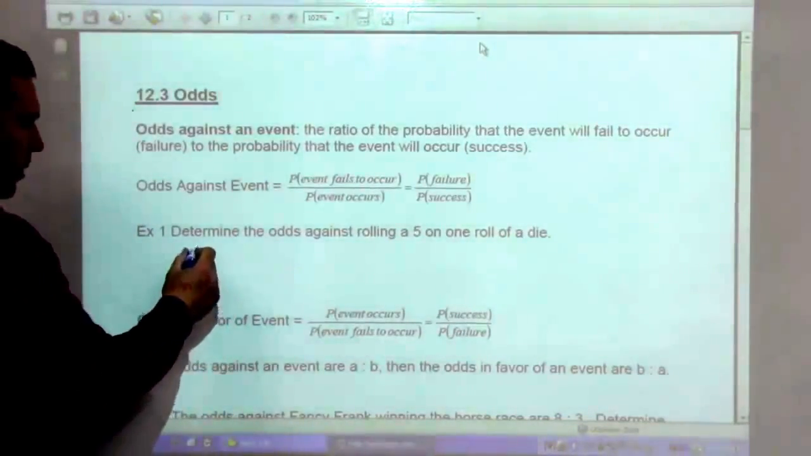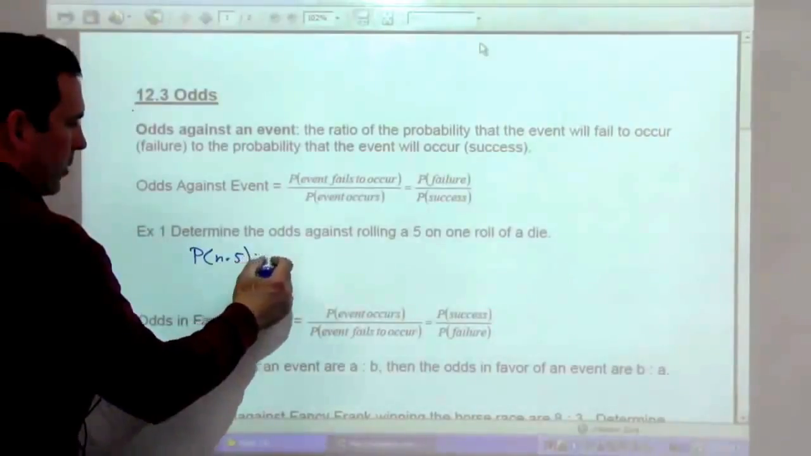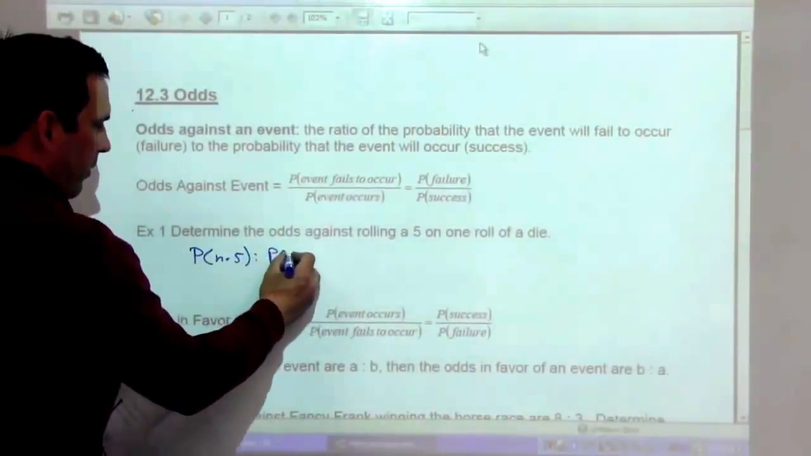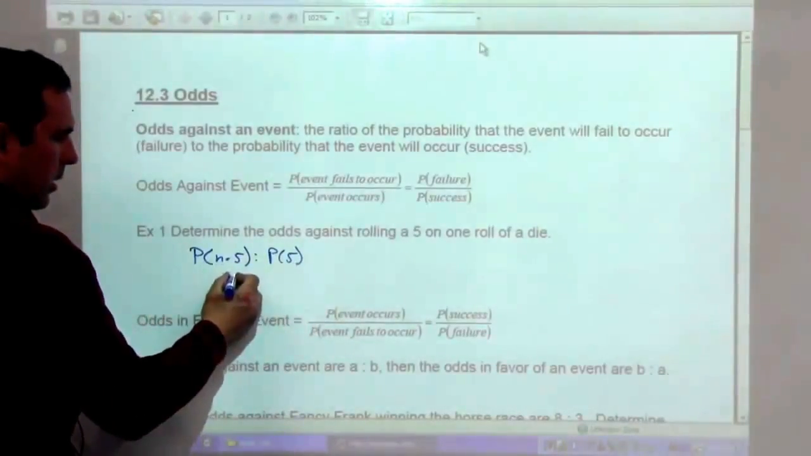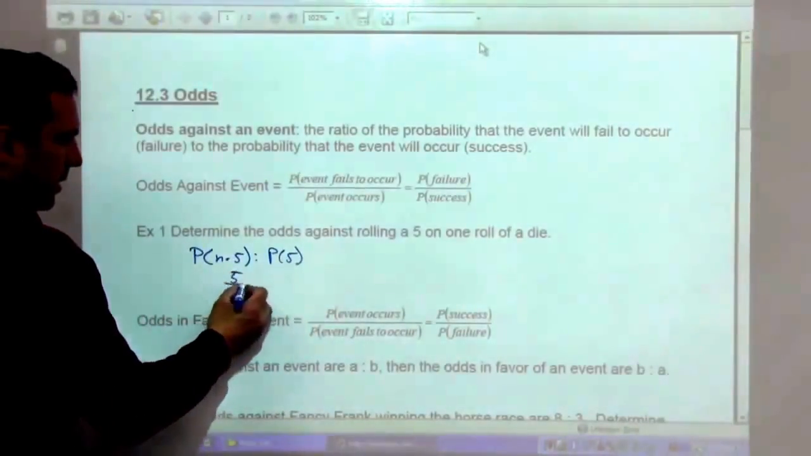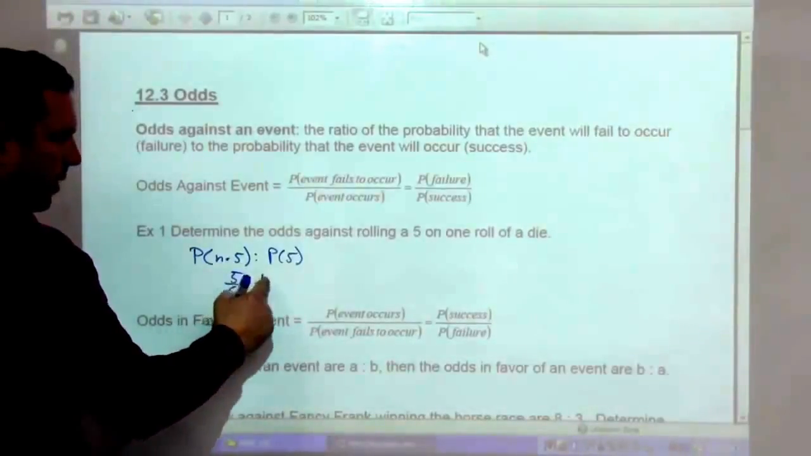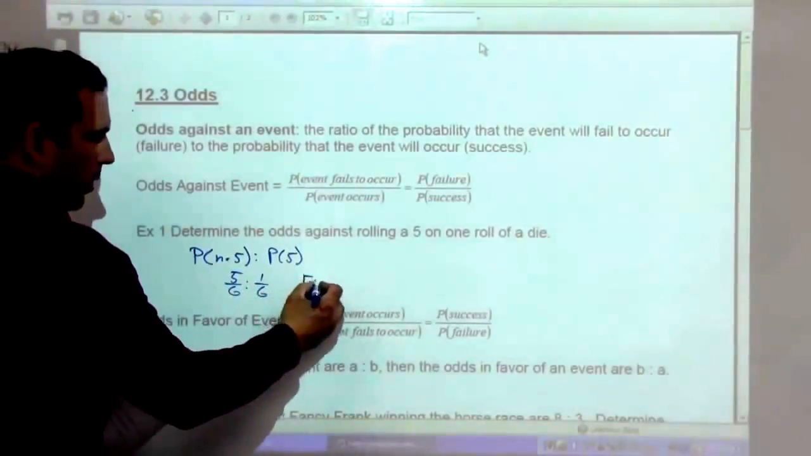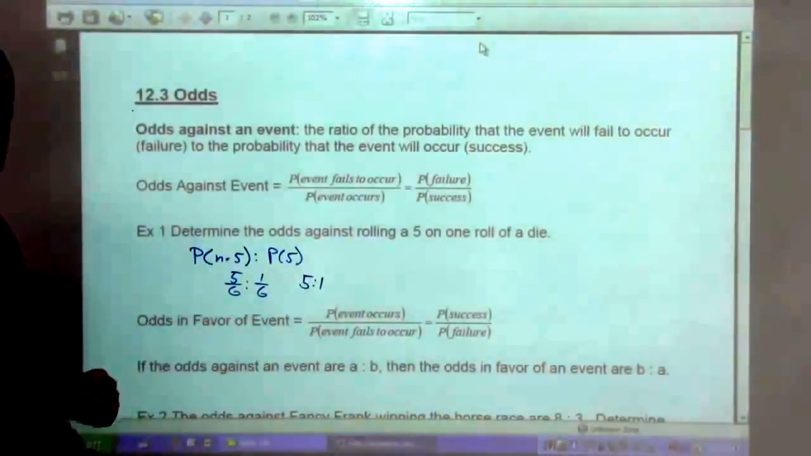So example 1: determine the odds against rolling a 5 on one roll of a die. So the probability of no 5 compared to the probability of a 5. That's going to be 5 out of 6 compared to 1 out of 6. There are 5 non-5s and 1 5, or 5 to 1. The odds against rolling a 5 is 5 to 1.